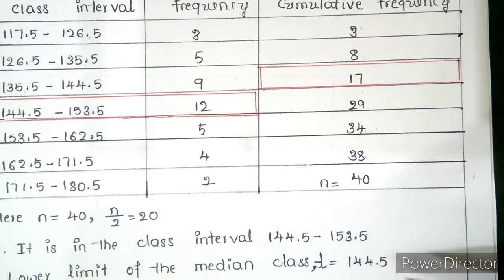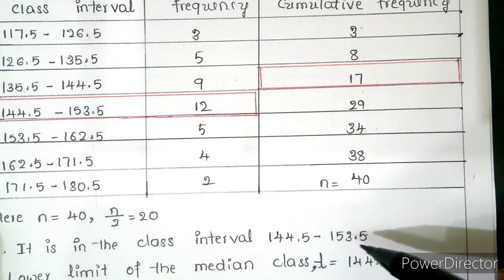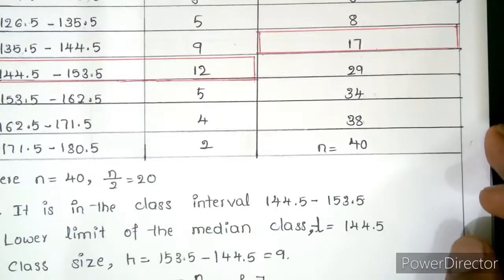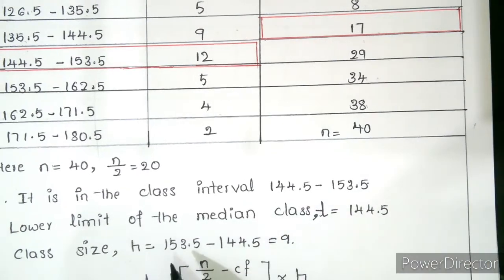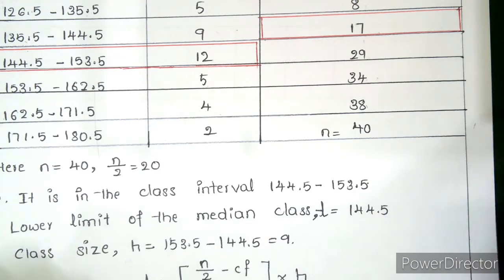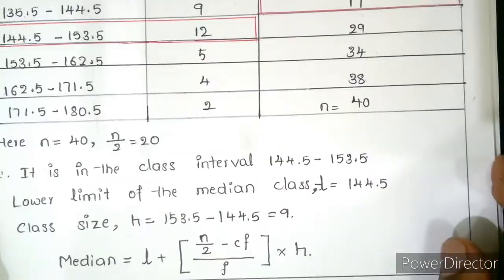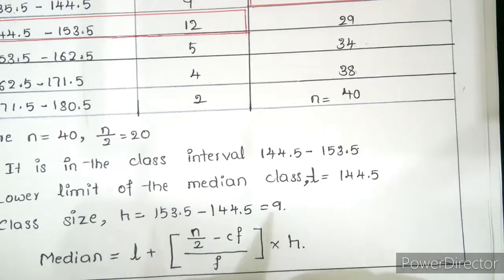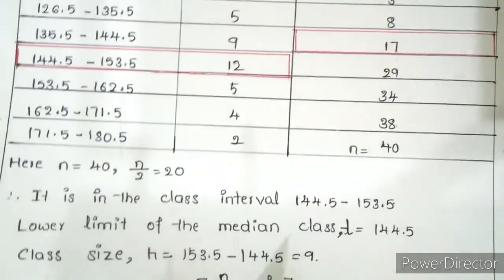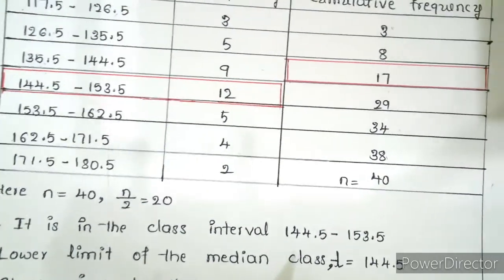So the median class is 144.5 to 153.5. So the lower limit is 144.5, and the class size is 9, since 153.5 minus 144.5 you get 9. So the median is equal to l plus (n by 2 minus cf) divided by f, into h.